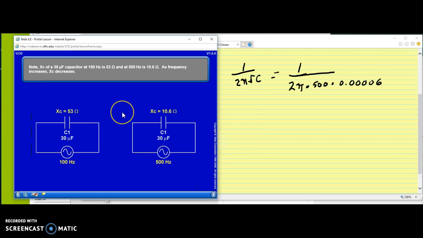So note, X of C of a 30 microfarad capacitor at 100 hertz is 53 ohms, and at 500 hertz is 10.6. As frequency increases, X of C decreases. So our capacitive reactance decreases as we change to higher frequencies.